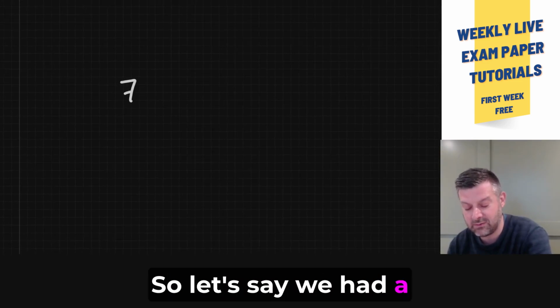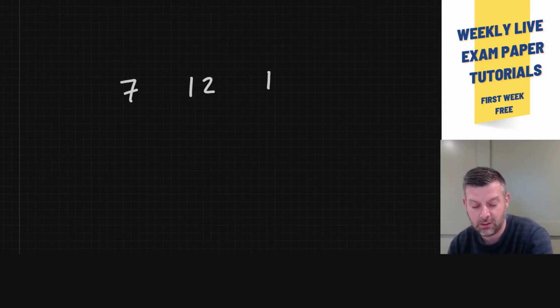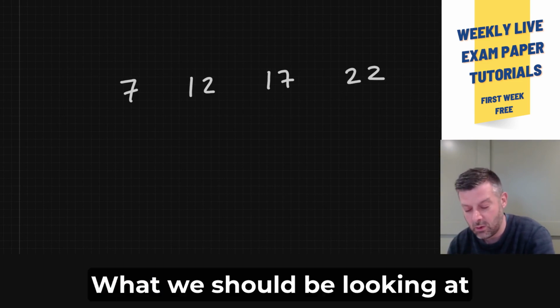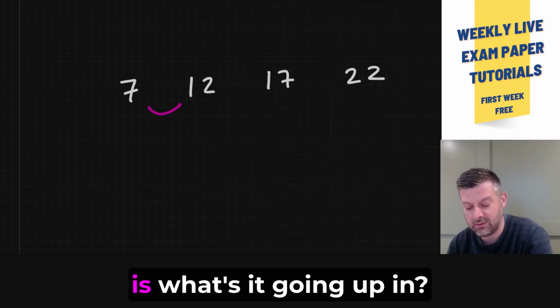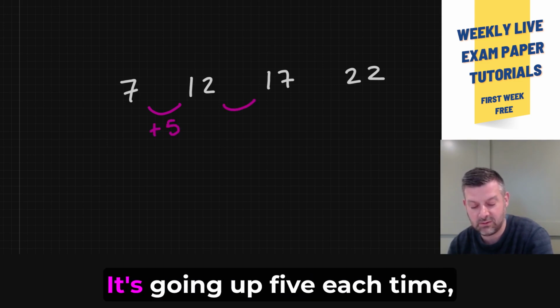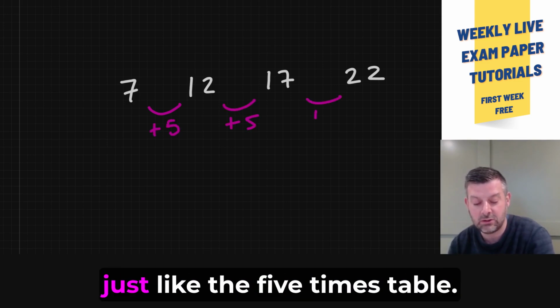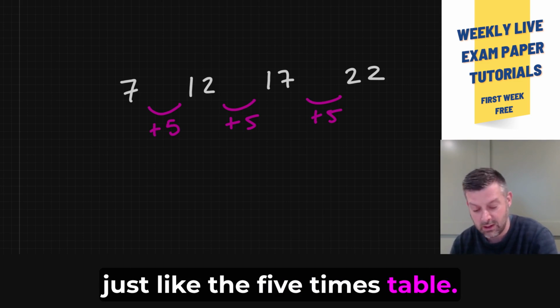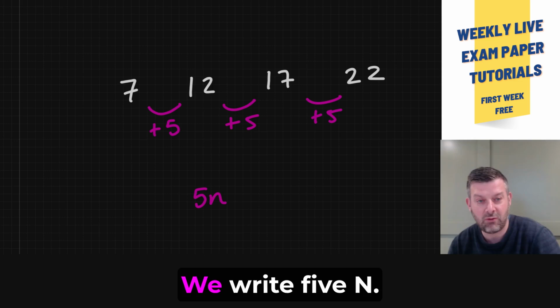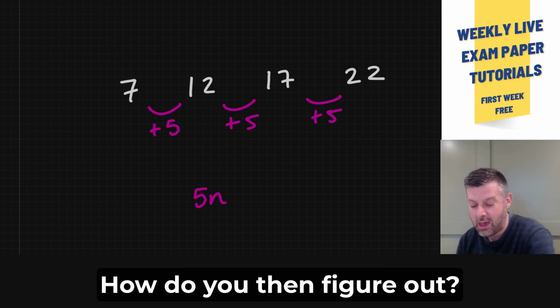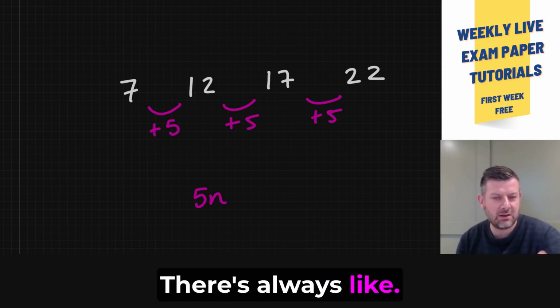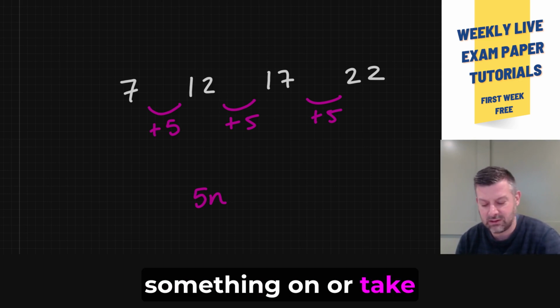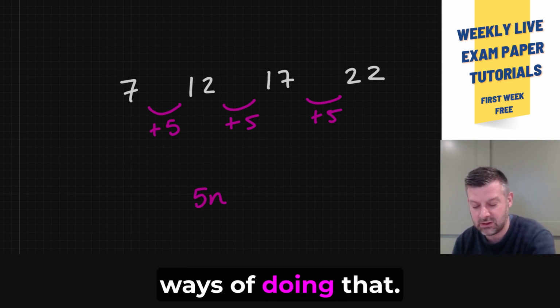So let's say we had a different sequence. What we should be looking at is what it's going up in. It's going up 5 each time, just like the 5 times table. How do we write that? We write 5n. How do you then figure out what to add on or take off? There's a couple of ways of doing that.